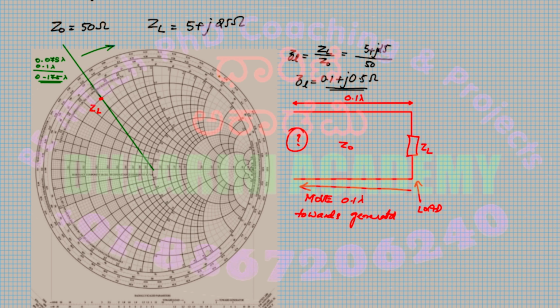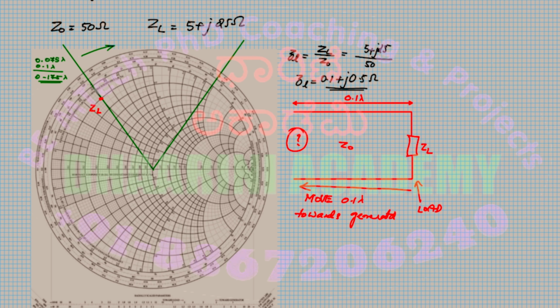All right, let me draw that. That is one point. I'm connecting that to the center, and let me try to extend. So this is wavelength towards the generator. That's why I'm rotating like this. Is that fine? I reach a point. Now I need to find out what the impedance is over there, correct?